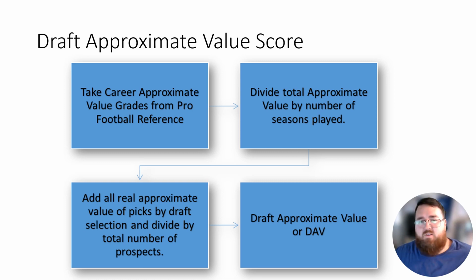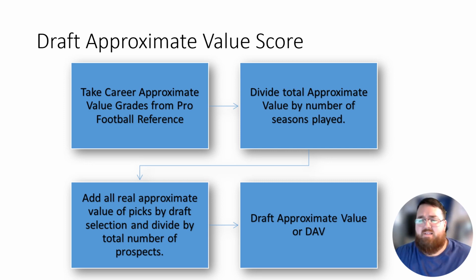This score takes a look at the average, or the mean, of a prospect's draft selection. So if they were picked at pick 16, for example, what was the average approximate value of all the players taken at pick 16? That's what the draft approximate value score does. It sees if you just randomly selected a player at pick 16, what would you most likely get in terms of a player at that pick? So that's essentially what that is.